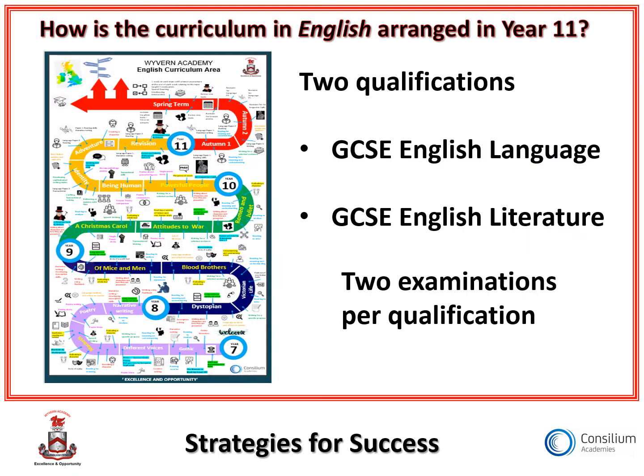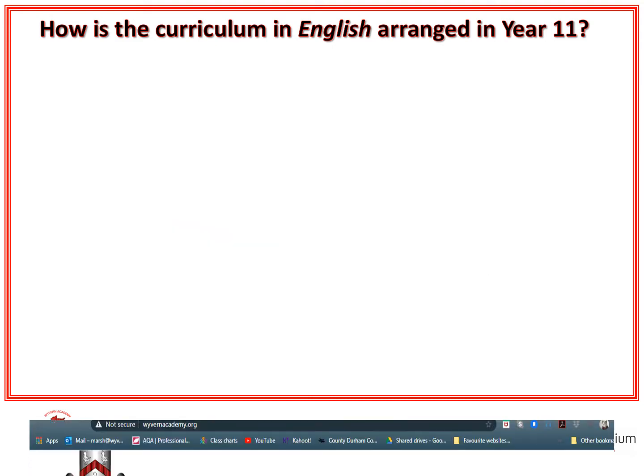As you have seen on the previous slide, here is a close-up of the Wyvern Academy English curriculum map. You can see clearly the different endpoints for Year 7, 8, 9, 10 and 11, and as the video showed previously, we're starting from Year 11 for your child. Year 11 is split into two qualifications. We have GCSE English Language and GCSE English Literature. Both of these qualifications have two examinations for each one. There is more detail on our school website, which I will show you on the next slide.